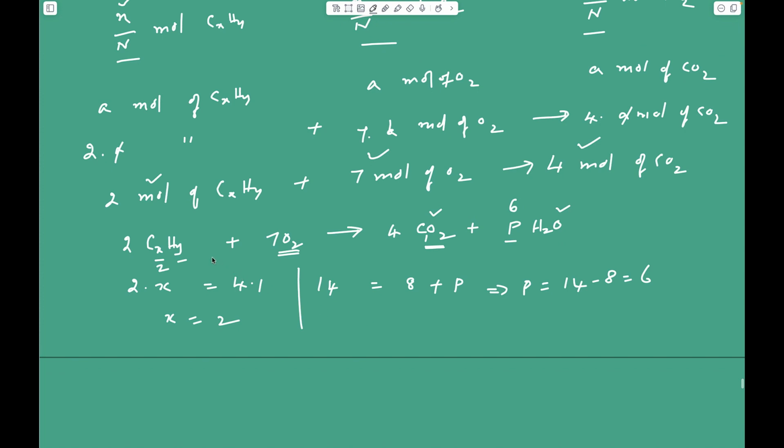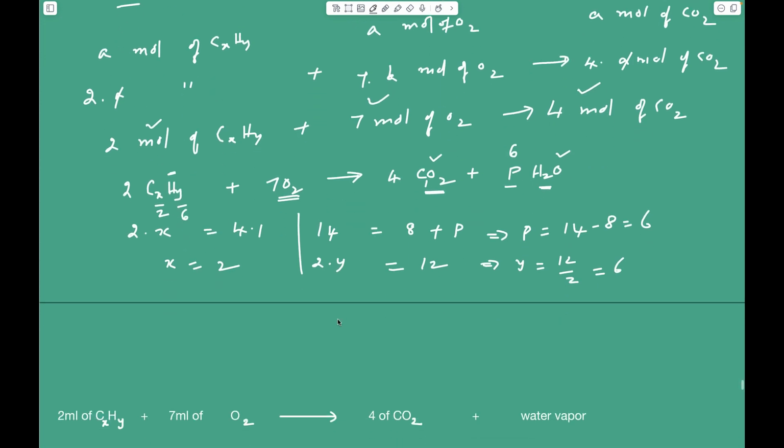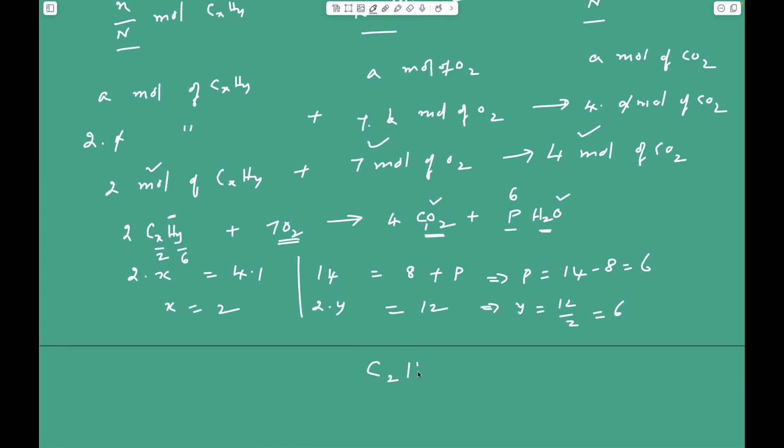Now what about the hydrogen atoms? On the left hand side, that is before the reaction, hydrogen is present only here. So that is 2 times y hydrogen atoms before the reaction. And hydrogen is present only here after the reaction. There is no hydrogen here. So that is 6 times 2, that is 12. Therefore, y is equal to 12 over 2, or 6. So we are able to figure out the value of y as well. Then the formula of this hydrocarbon is C2H6.